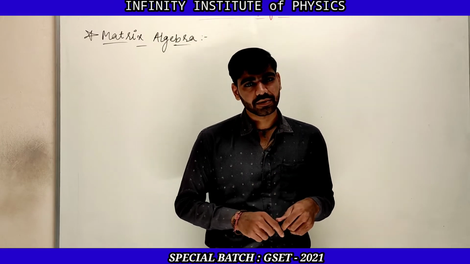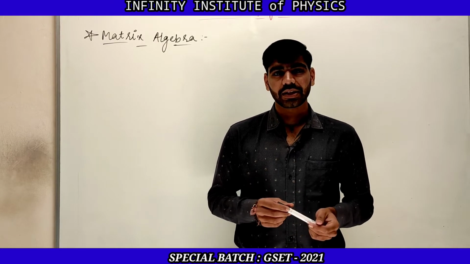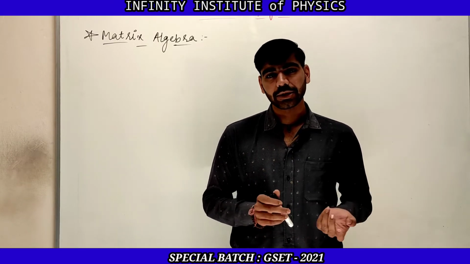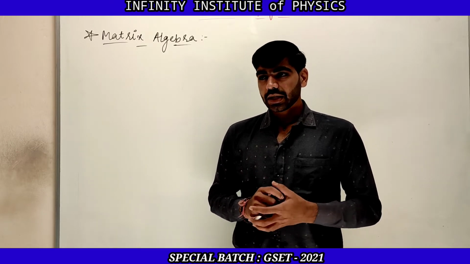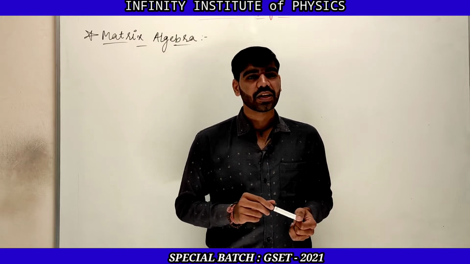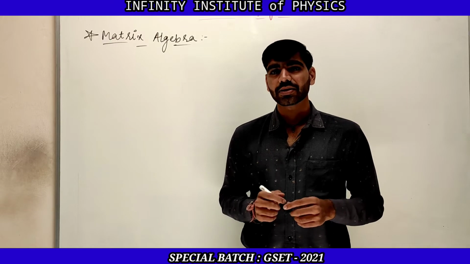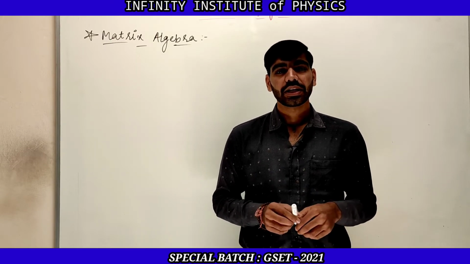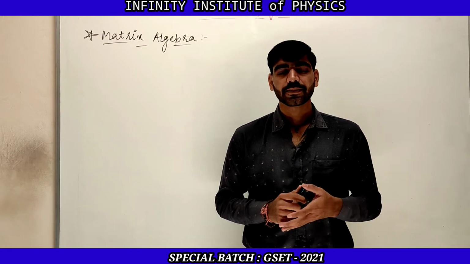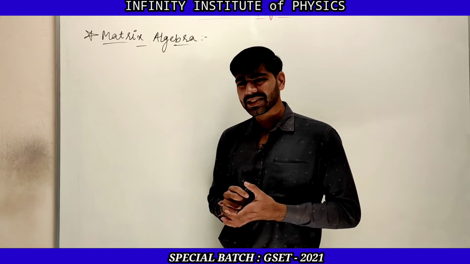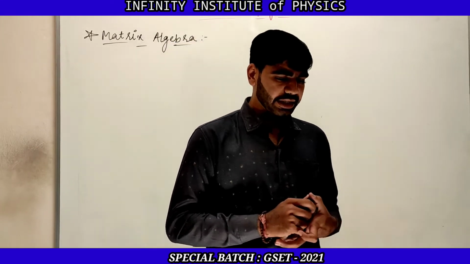And then we have certain other methods as well, that is the Gauss-Jordan method, and using the Cayley-Hamilton theorem you can also find the inverse of a matrix. Then we will go through eigenvalues and eigenvectors, and also the relation between eigenvalue and determinant of a matrix, the relation between eigenvalue and trace of a matrix, and so on. These are the topics that we are going to study in matrix algebra.